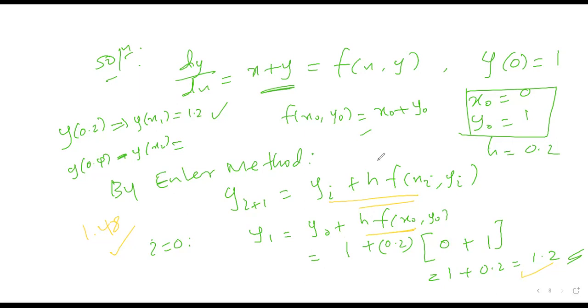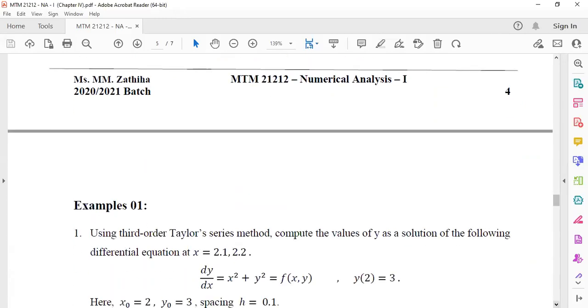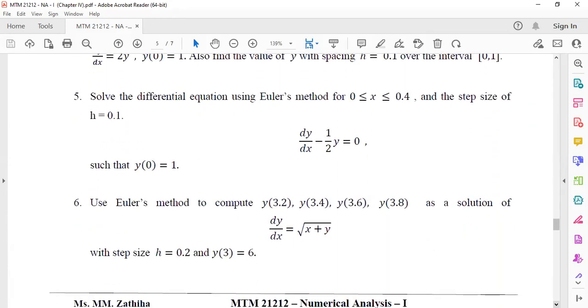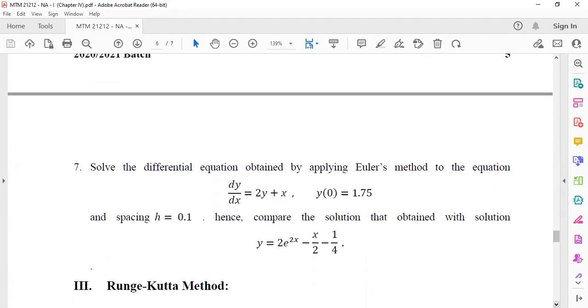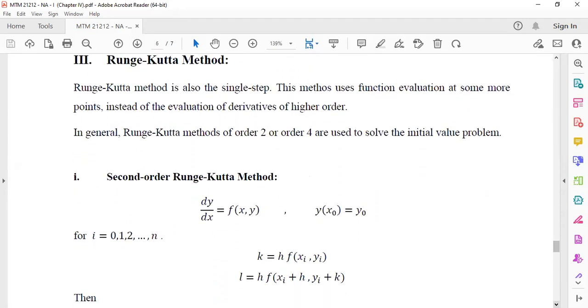So let's go for our next method, which is also still in the single step. We have almost finished our course. There is another small section, and after that we will finish. Hopefully from next week I will finish, or tomorrow also, if possible. I will take tomorrow also.